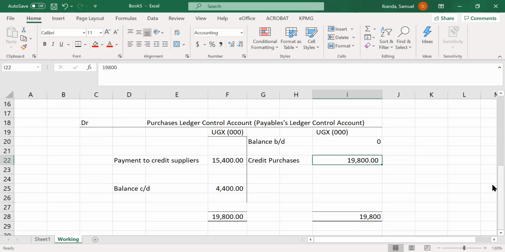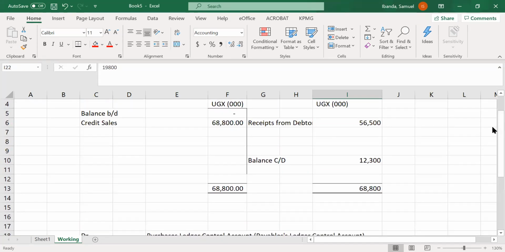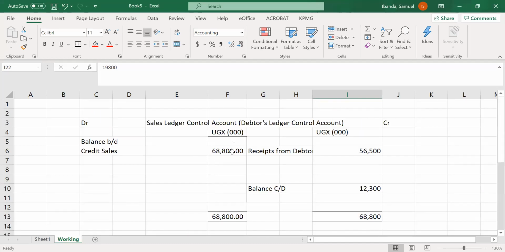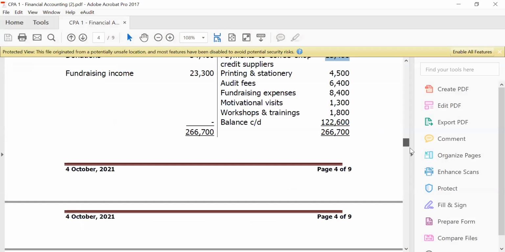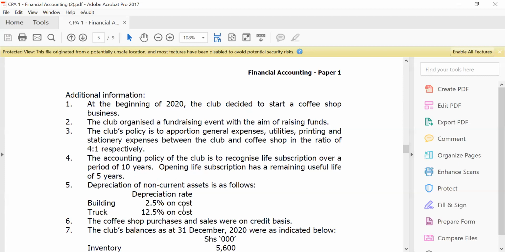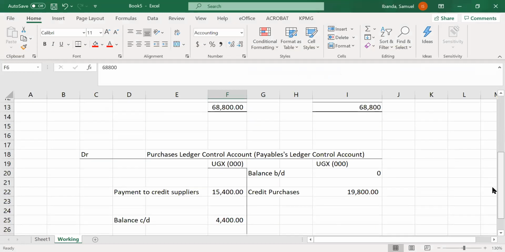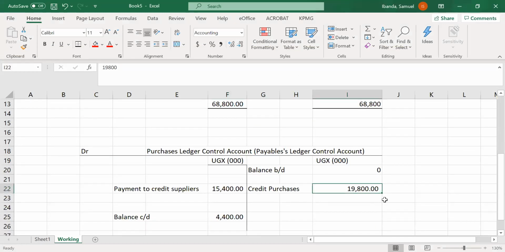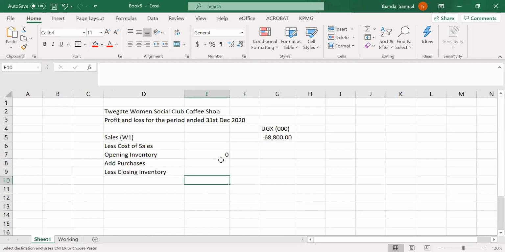Now, just like the way we did for our sales ledger, when we got 68,800, this is what we use as our sales, because the question told us that all the sales and purchases were on credit. So we didn't have any cash purchase or any cash sale. So any answer you get for credit purchases or credit sales will be the purchases or the sales. So this 19,800 will be my purchases that I'll take right here.